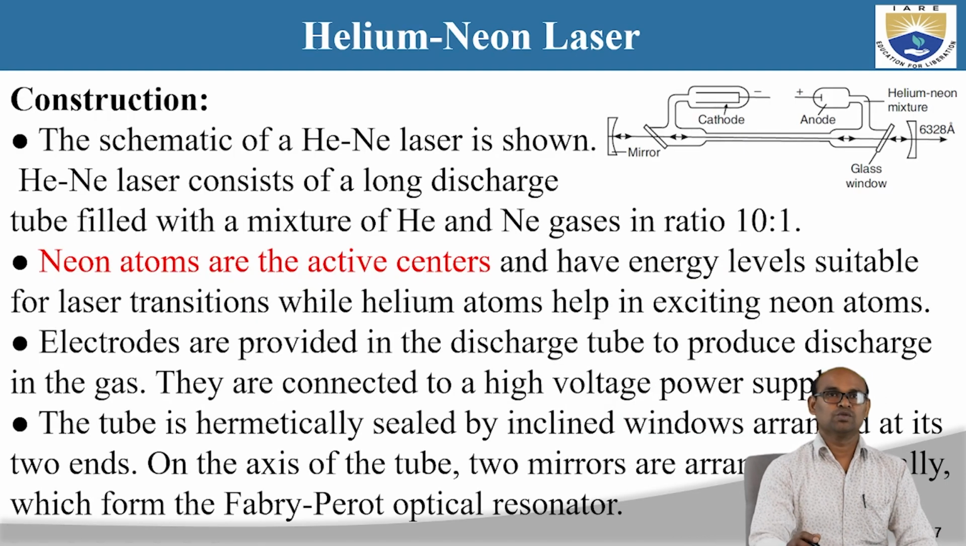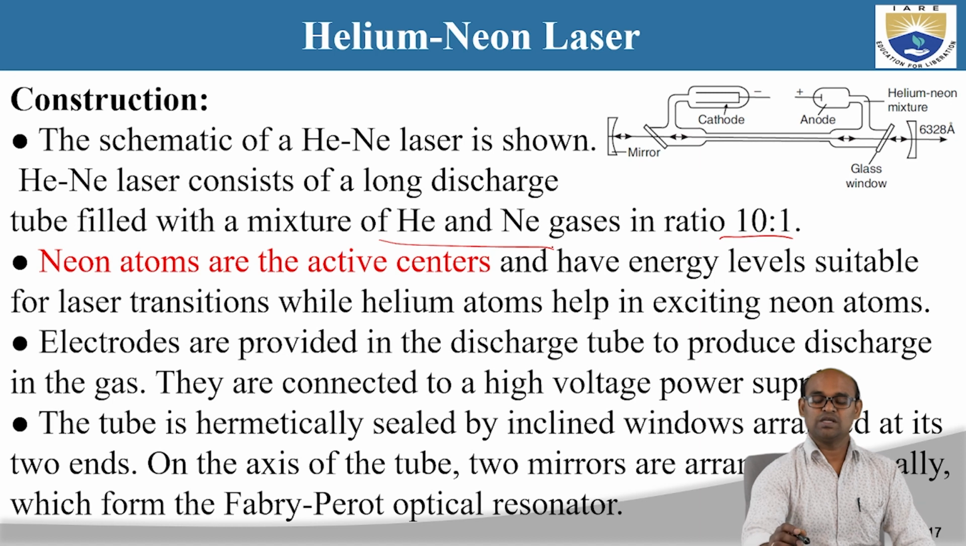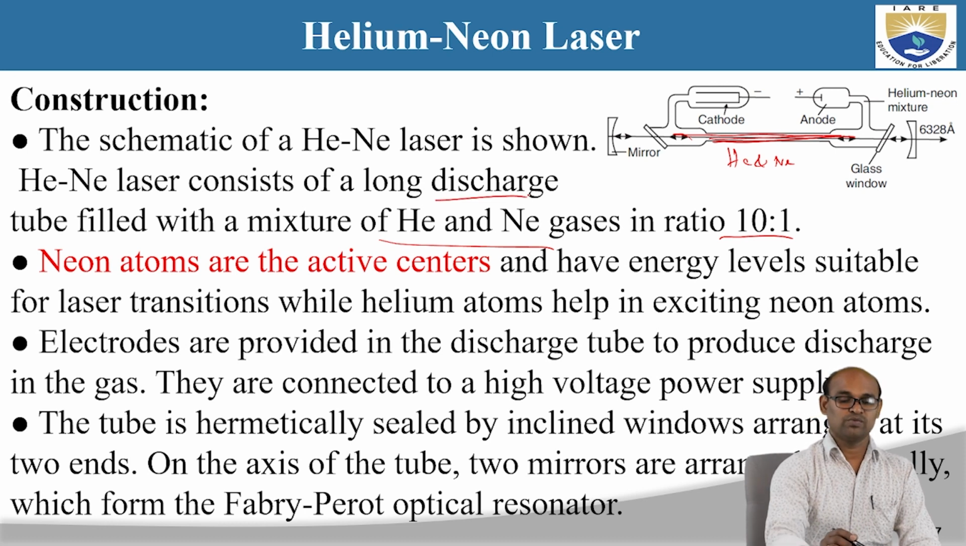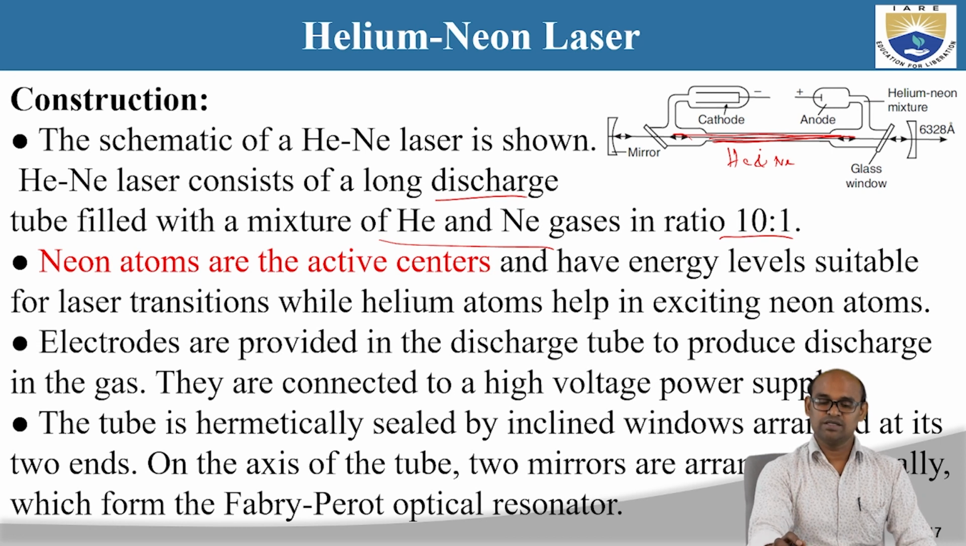Let us discuss the construction in detail. The schematic of the helium neon gas laser is shown here. The helium neon laser consists of a long discharge tube filled with a mixture of helium and neon gases in the ratio of 10:1. It is very important that this glass tube is very narrow. A 10:1 ratio means that for 10 atoms of helium there is only one neon atom, so neon atoms are fewer compared to helium atoms.